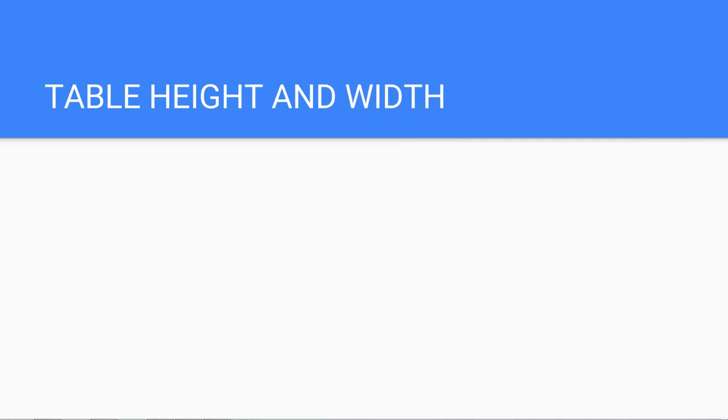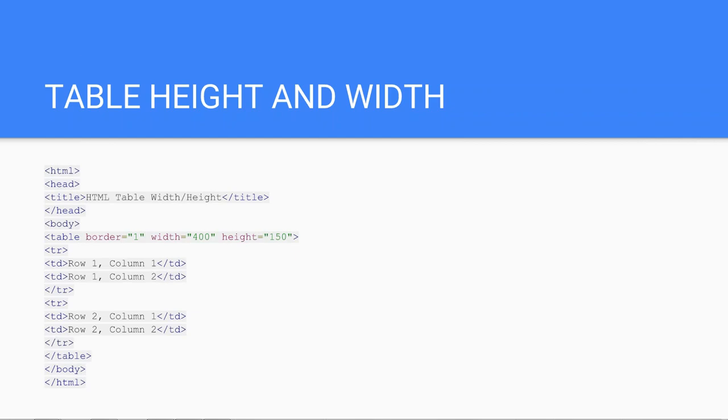So our next topic is table height and width. You can set a table width and height using the width and height attributes. You can specify the table width or height in terms of pixels or in terms of percentage of available screen area. Let's see what that is. In this code, our intention is to give height and width attributes to the table. In this table, we have a border of 1 pixel, the width is 400 pixels, and the height is 150 pixels.